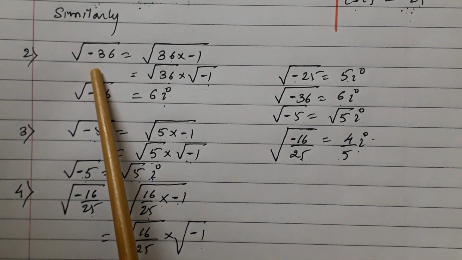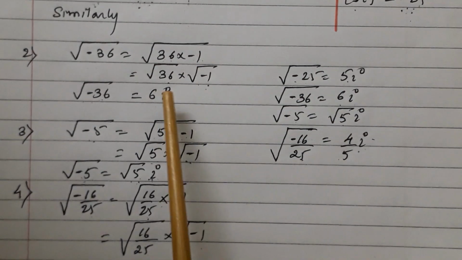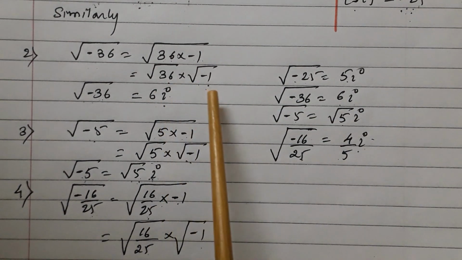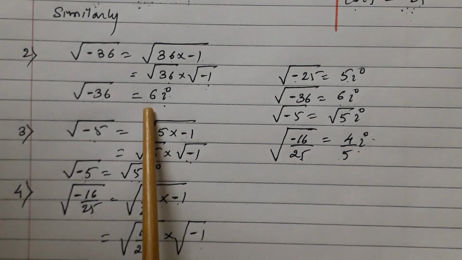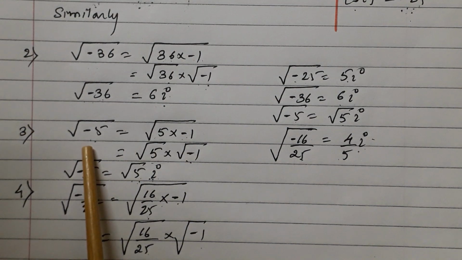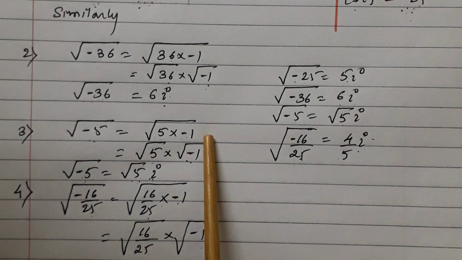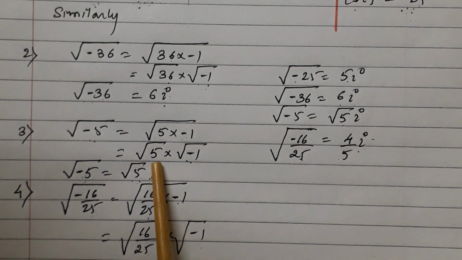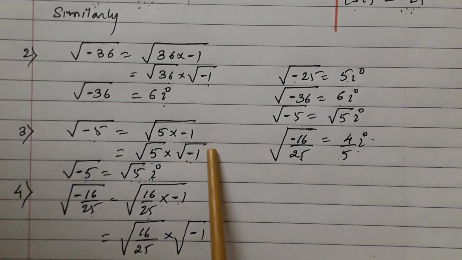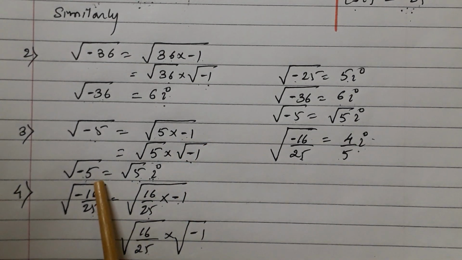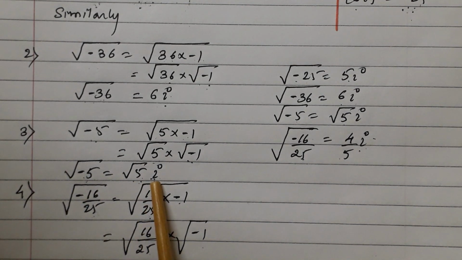Square root of minus 36 is square root of 36 into minus 1, which we can write as square root of 36 into square root of minus 1. So square root of minus 36 is equal to 6i. Square root of minus 5, we can write as square root of 5 into minus 1, which we can further write as square root of 5 into square root of minus 1. Replacing square root of minus 1 again by iota, we get square root of minus 5 is equal to root 5 i.